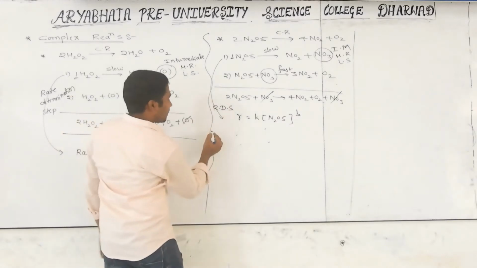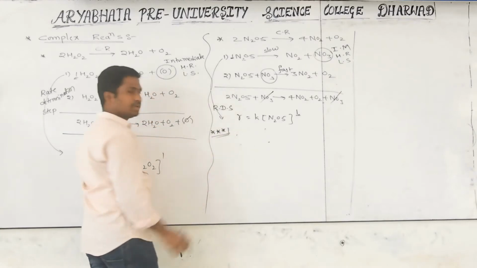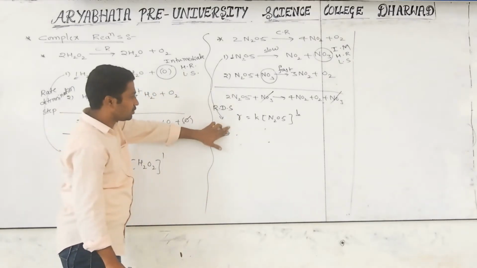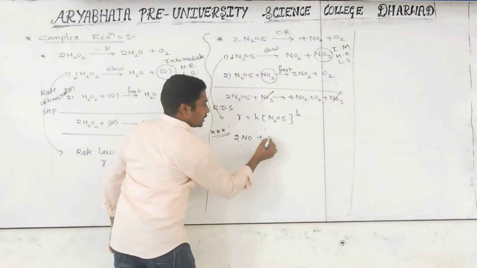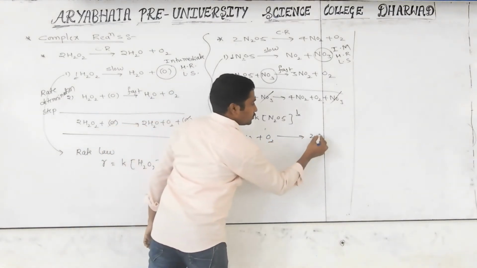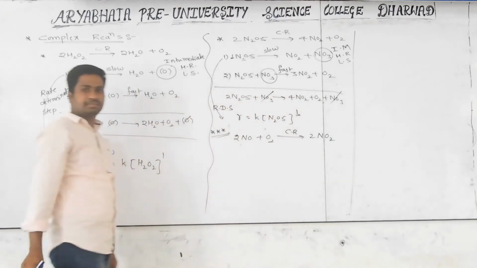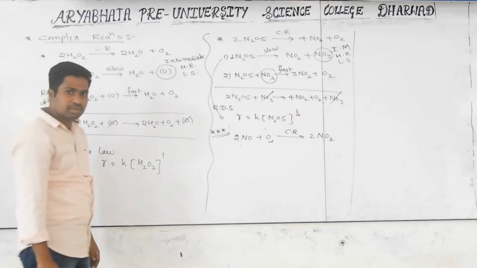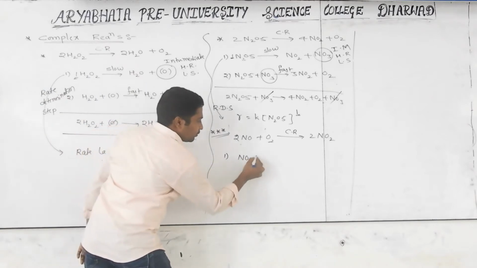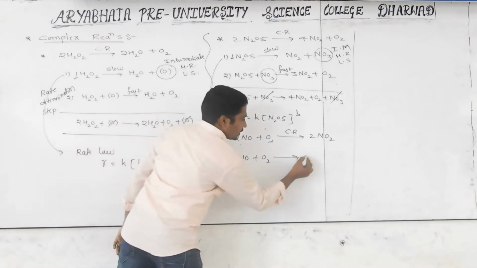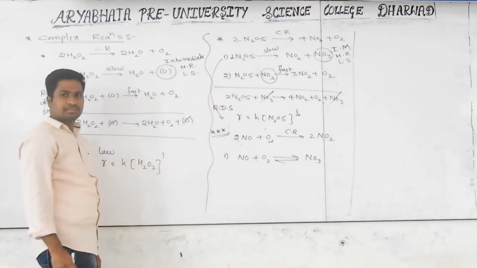Okay. Now I am telling something very important from a competitive point of view from the same concept. I am giving one more. You have to observe very carefully. Take 2NO plus O2 gives rise to 2NO2. I am telling it is also a complex reaction. It should proceed in more than one step. What is the first step? You see carefully. NO plus O2 gives rise to NO3. It is a reversible reaction.